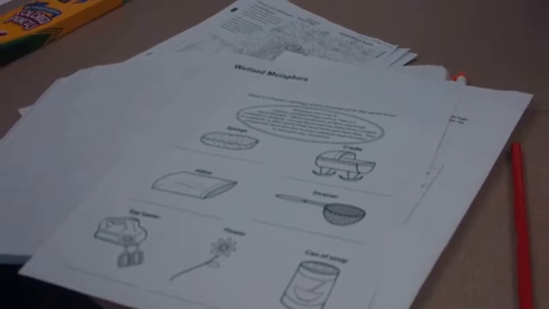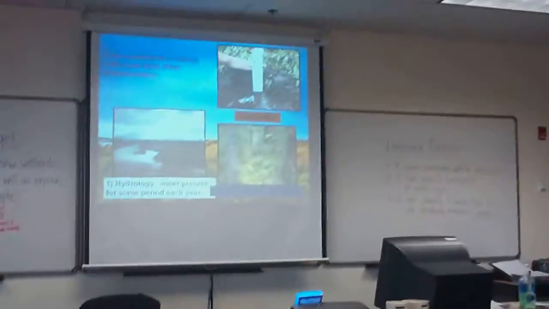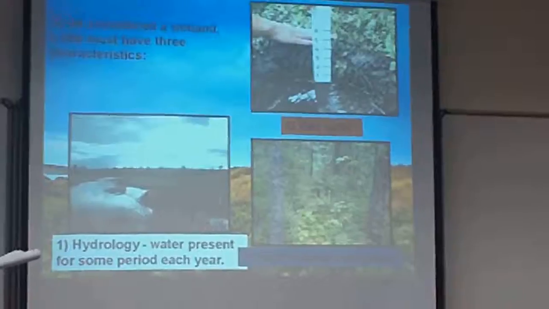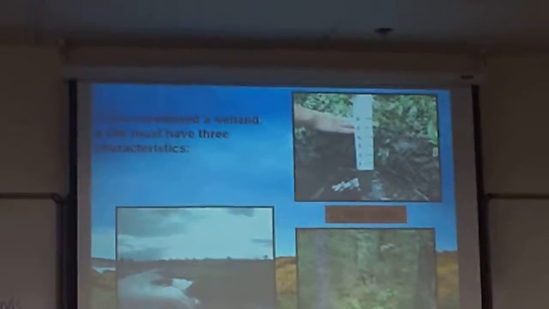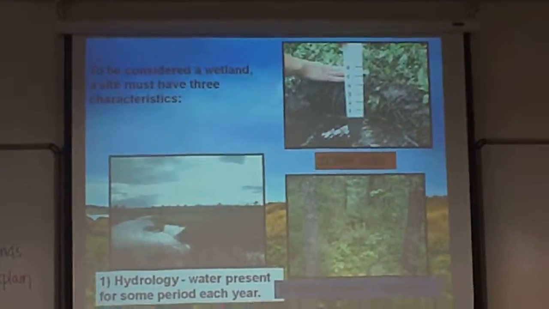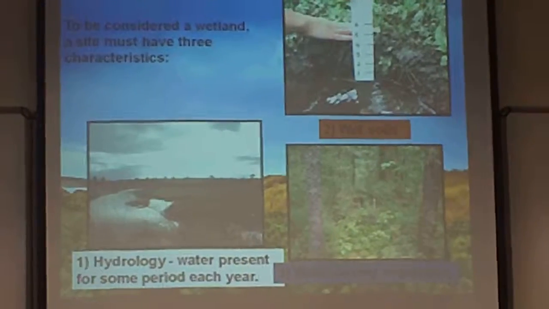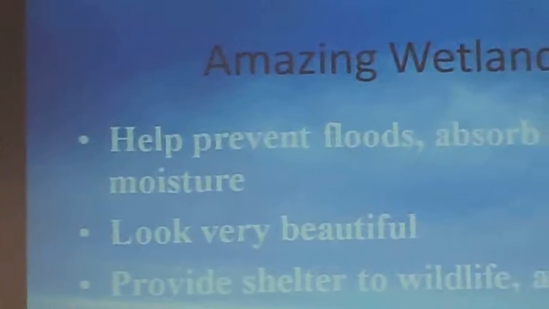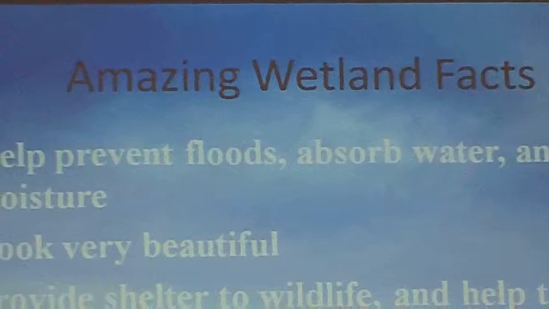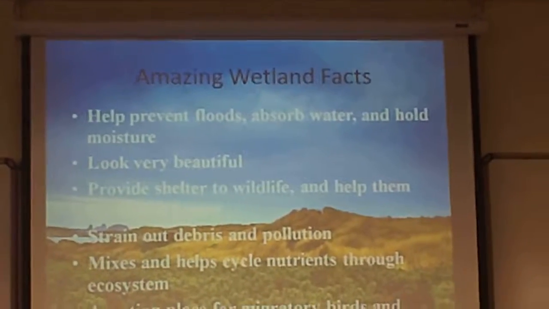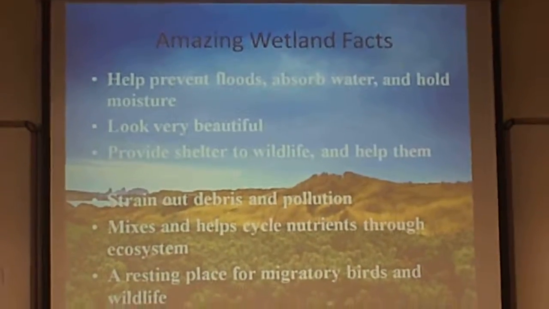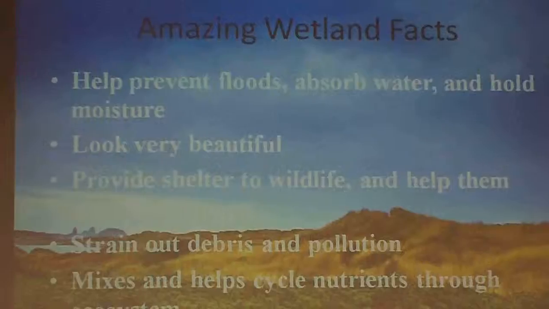Okay, a wetland. These are the three components of a wetland that you've all been drilled in thoroughly: it must have water, vegetation, and soil. So, three components. Now, these are some pretty interesting facts that if I were anyone in class, I would really want to pay attention to.